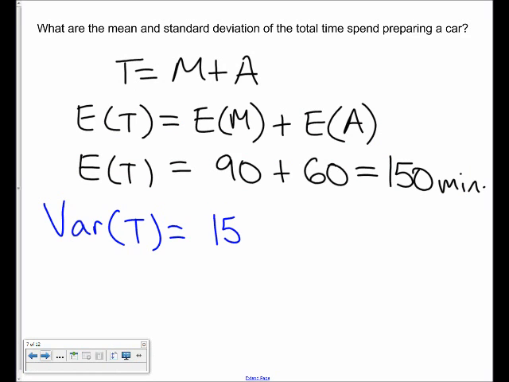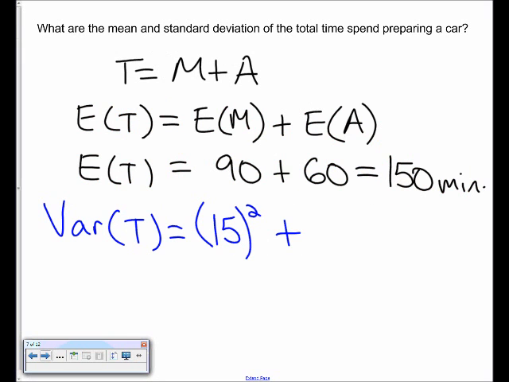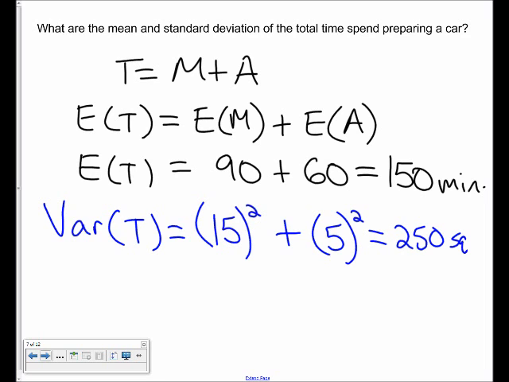Okay, so the standard deviation for the mechanical checkup was 15 minutes. So I'm going to write 15 minutes. But again, that is the standard deviation. So if I'm dealing with variances, I need to square it. Same thing for the appearance prep. It says a standard deviation of 5 minutes, but again, I'm working with variances, so I need to square it. So what's 15 squared plus 5 squared? That is 225 plus 25, which is 250, but that's squared minutes.